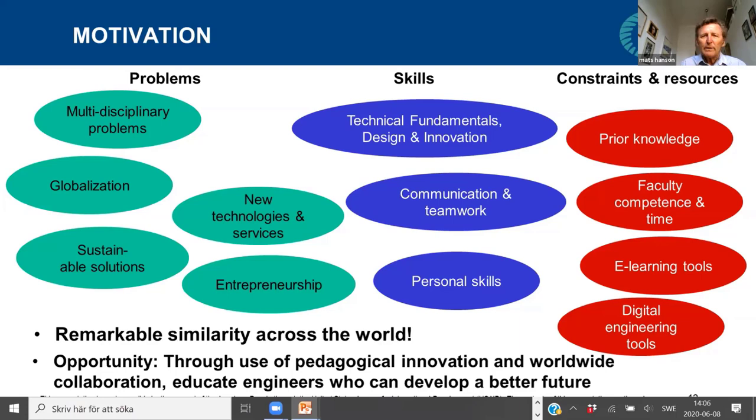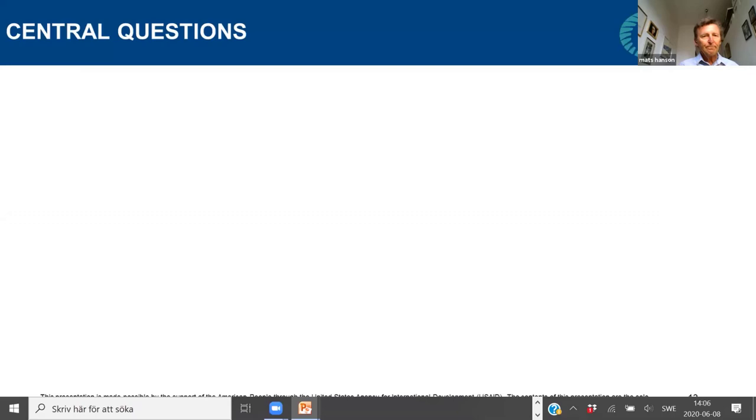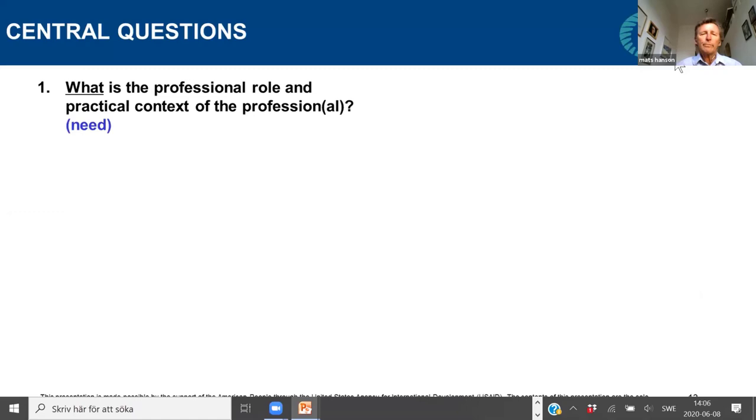So the central questions when we started the CDIO is: what is the role of the professional, what is the professional role and practical context of the professionals, the need? So what we did extensively in the start of the CDIO, we went out to the industry, both in the US, in Sweden and elsewhere, to make an investigation: what is the local need?